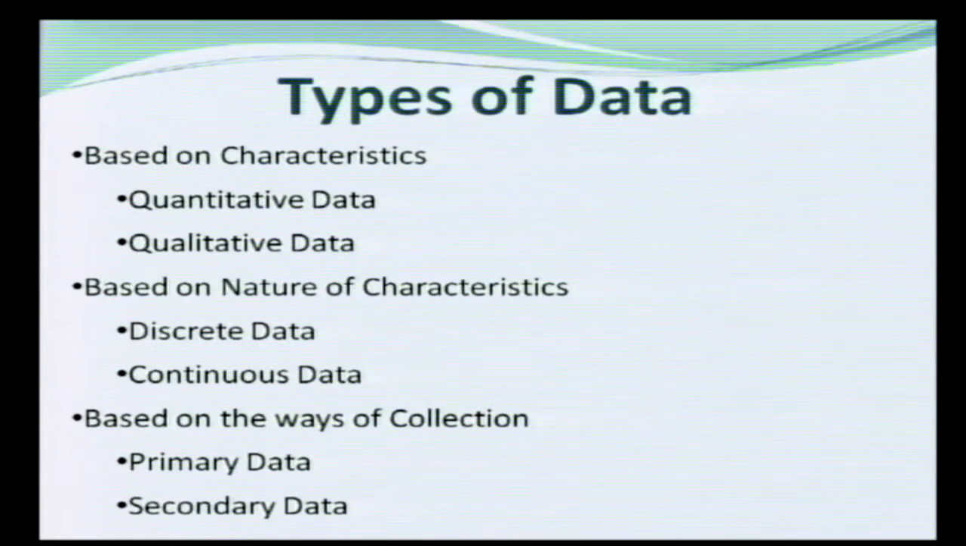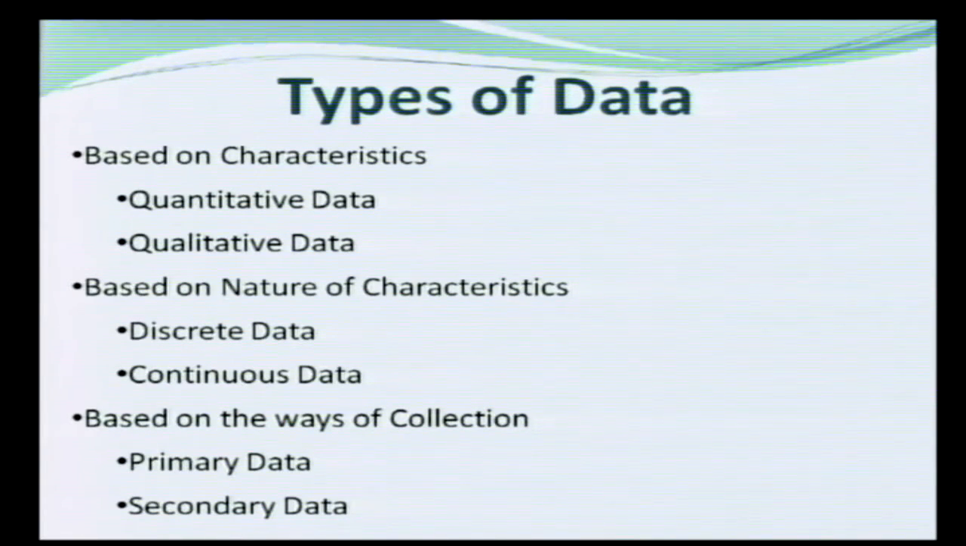Now the second aspect is the nature of characteristics. On that basis there are two kinds of data, discrete data and continuous data. Discrete and continuous forms of data come under quantitative data also. Discrete data is collected on the basis of a variable which has a discrete nature, which means the observations will come in countable numbers. No value will come in between two values, like 2.34 or 6.89.